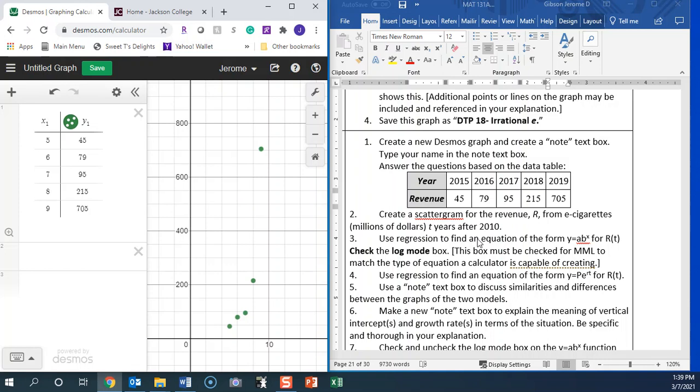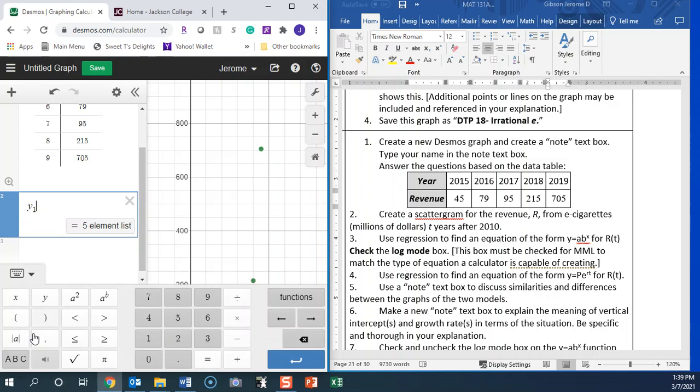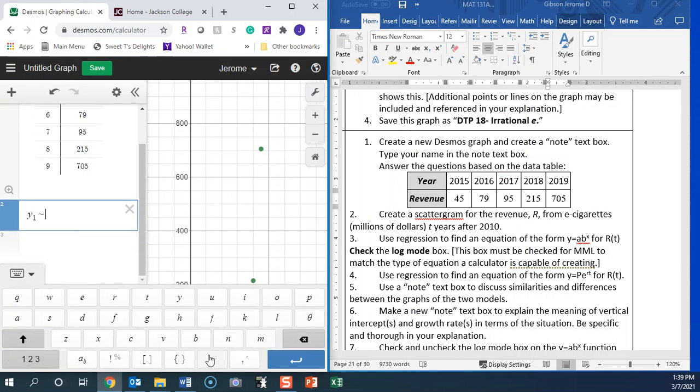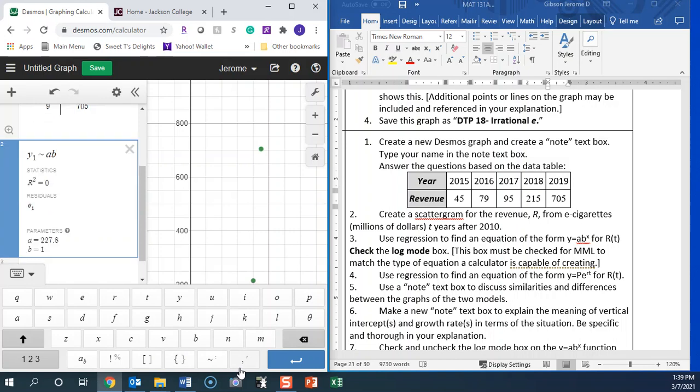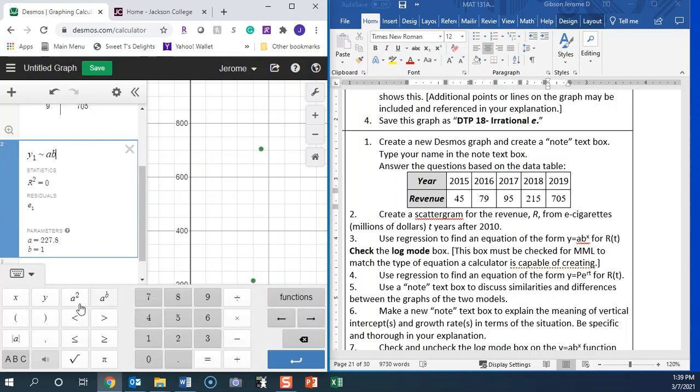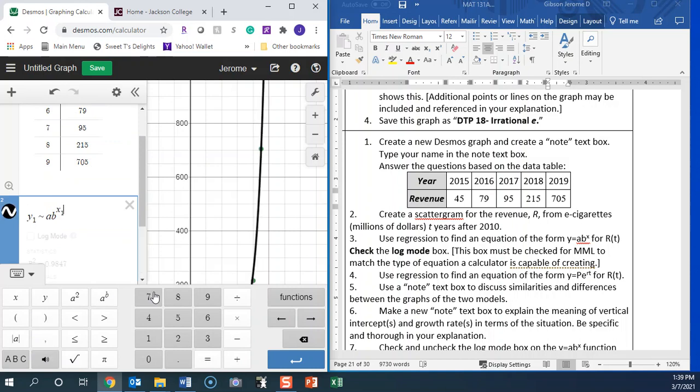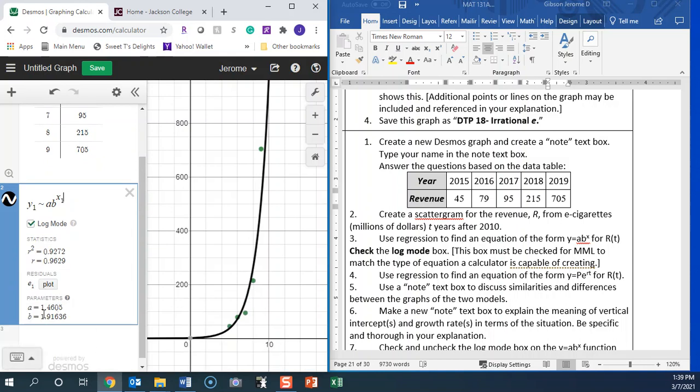Okay, now it says use regression to find an equation of the form y equals ab to the x. So what we would need to do here, we would do y sub 1, hit this table, hit this keyboard here, hit this tilde, and then it'll be ab, and then we have to take this to the x1 power. And you have to hit your log mode. You have to click on log mode here. So now they give us what a and b is, and we would type out the formula using y is equal to these values here.